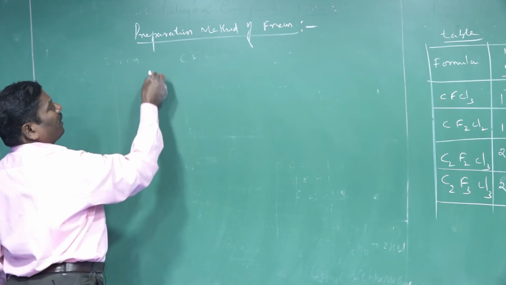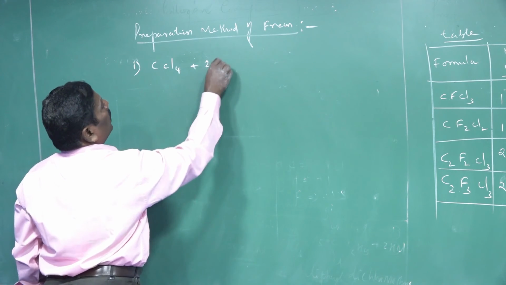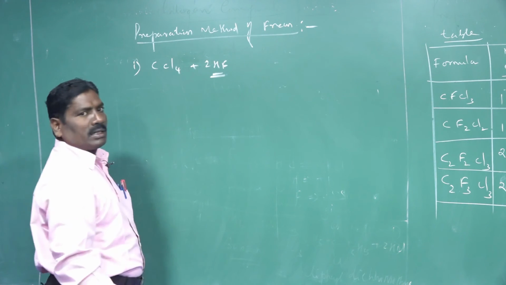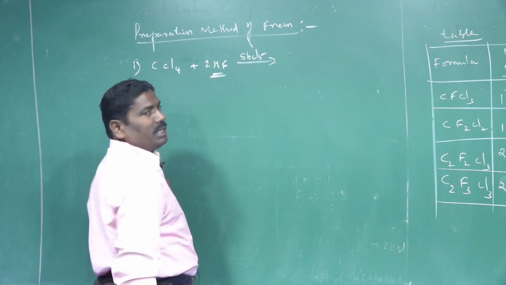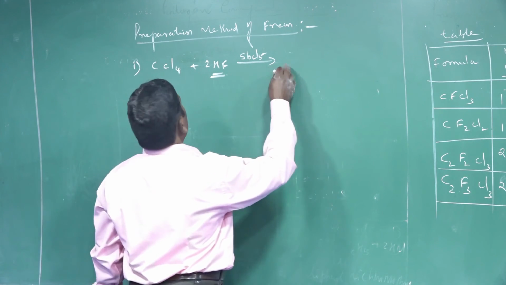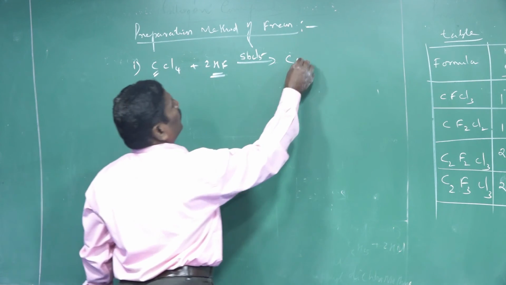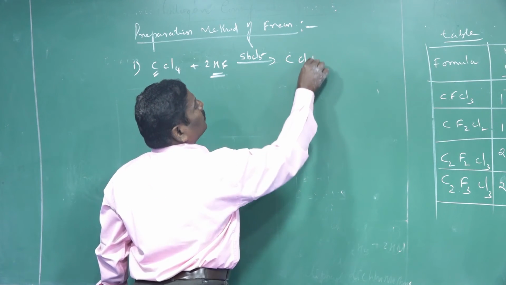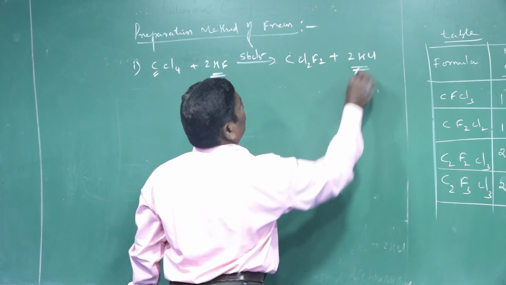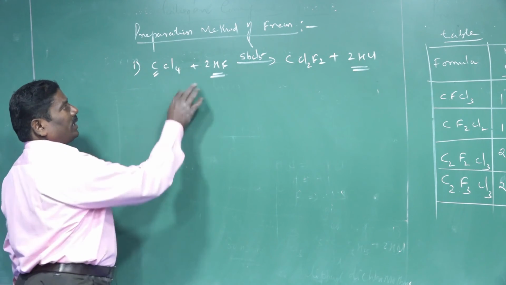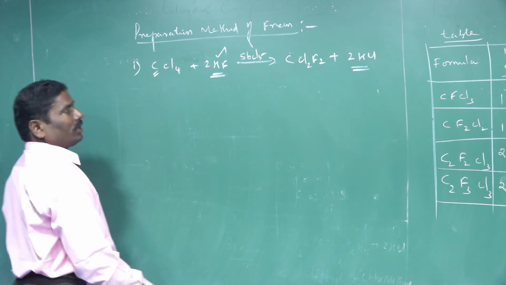I am going to prepare this Freon by using the first method: carbon tetrachloride plus 2 hydrogen fluoride. And here what's the catalyst? Antimony pentachloride. Then it gives the product, there is a carbon, fluorine, and chlorine, so you write CCl2F2, plus 2HCl as the products. This is the first technique, preparing by using the catalyst antimony pentachloride.